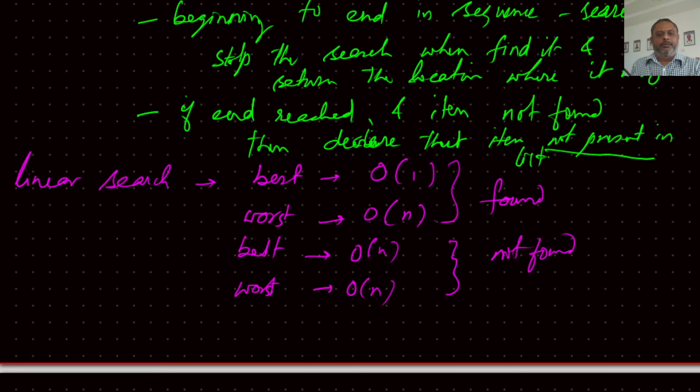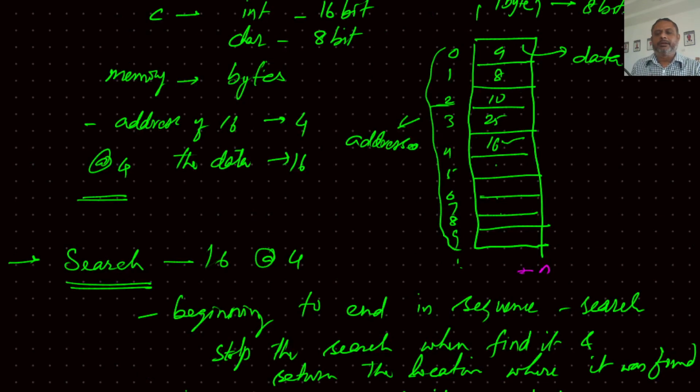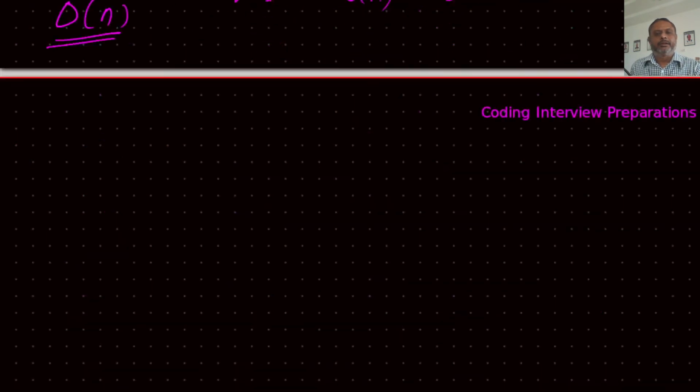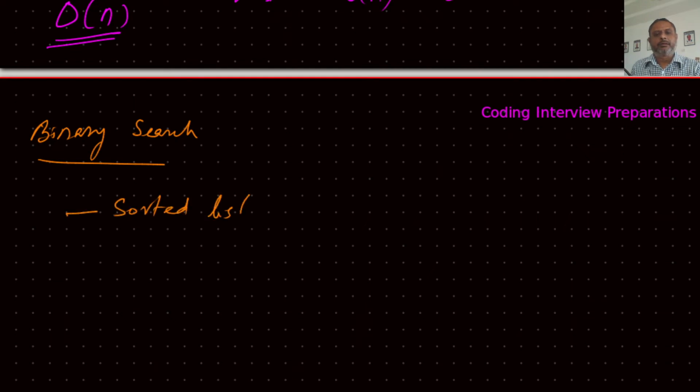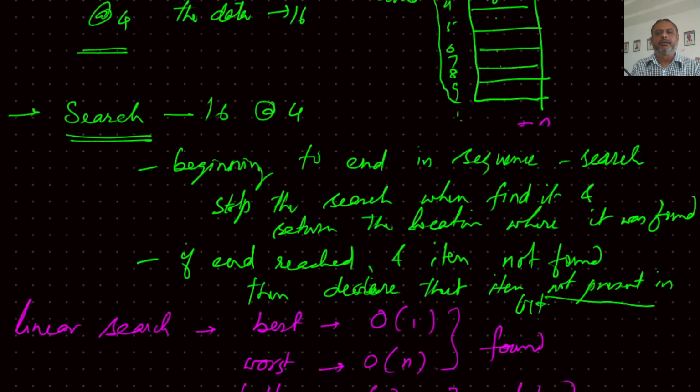So if you talk about it in terms of big O notation, then the linear search will have a big O of n. Then we have something called a binary search. And this requires a sorted list. So the list has to be sorted.